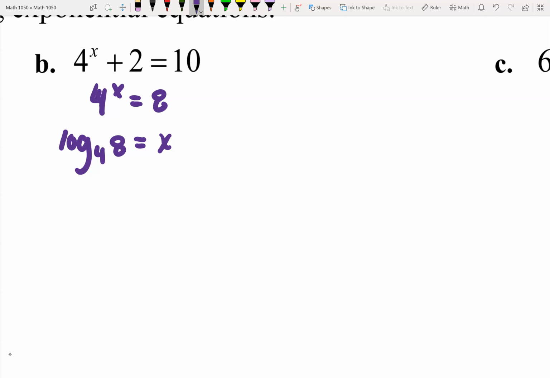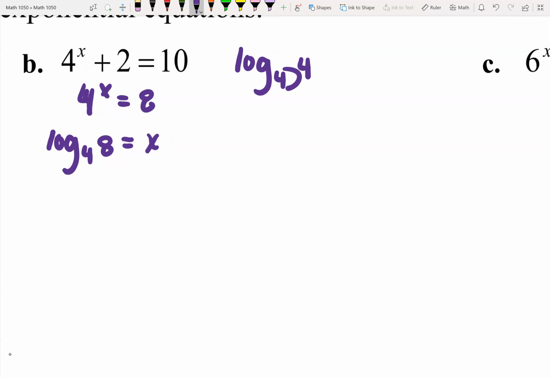Now, is it possible to write log base 4 of 8 as log base 4 of 4? Can I manipulate the 8 and write it as a 4 to the something? No. If this were like a 2, log base 2 of 8, then sure I could.